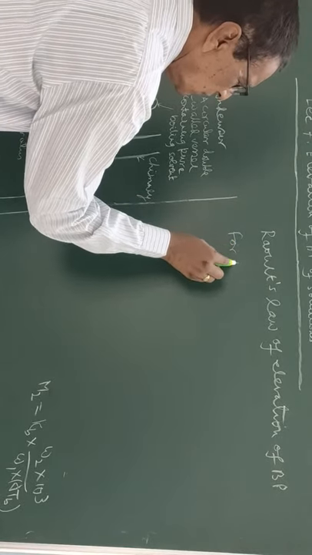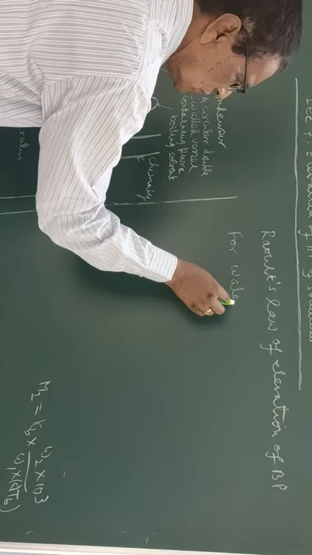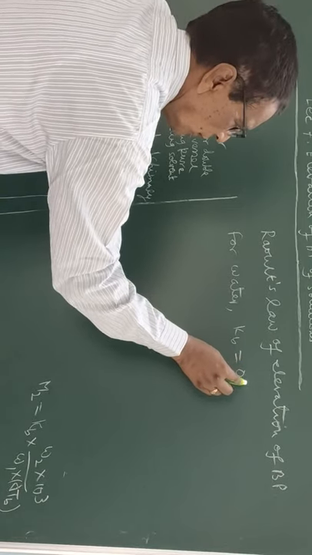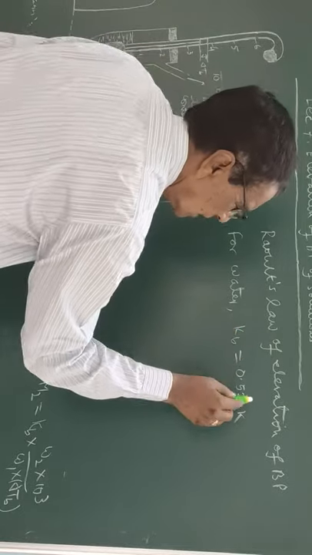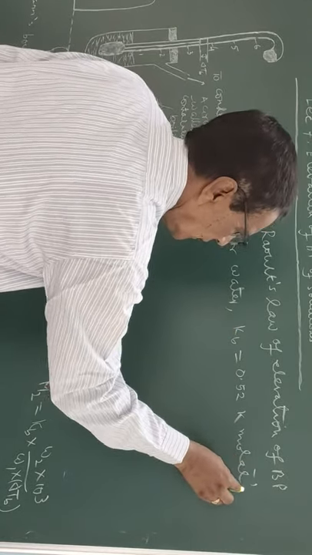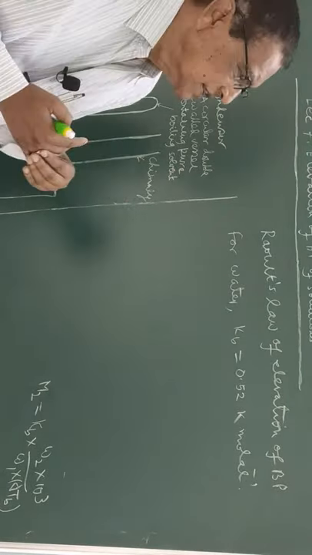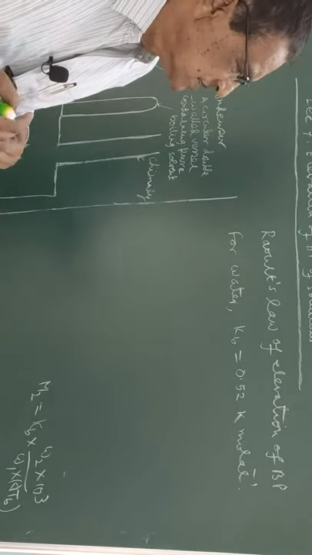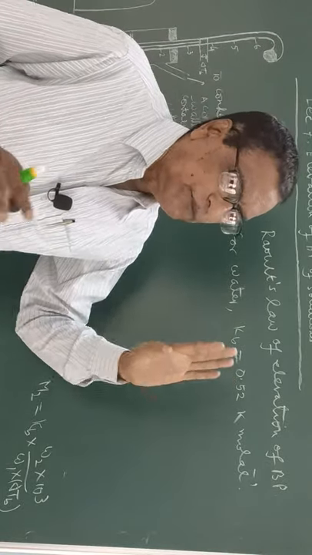Say water is taken as the solvent, then for water KB equal to 0.52 Kelvin molar inverse. It means that if we take this 1 molar solution, say in 1 molar aqueous solution, then its boiling point will be elevated by 0.52.